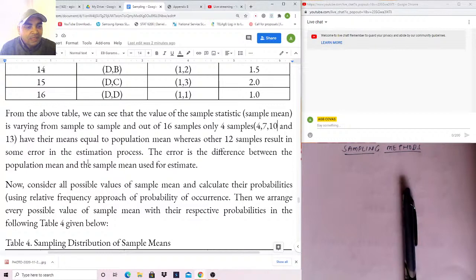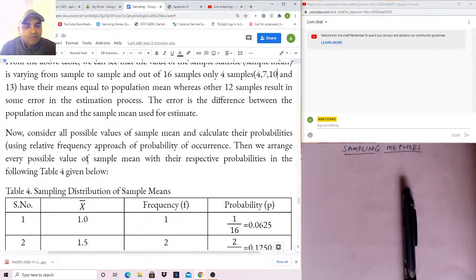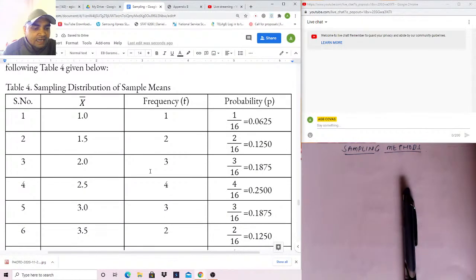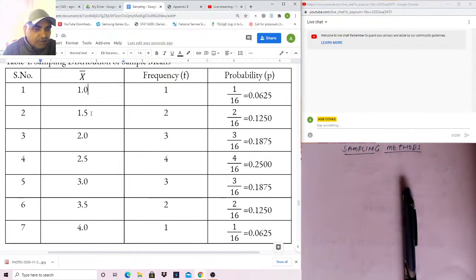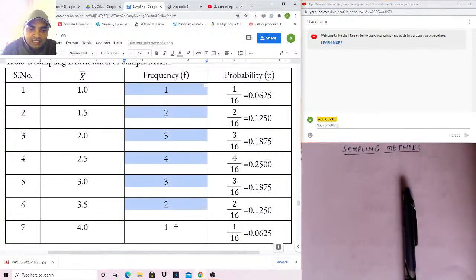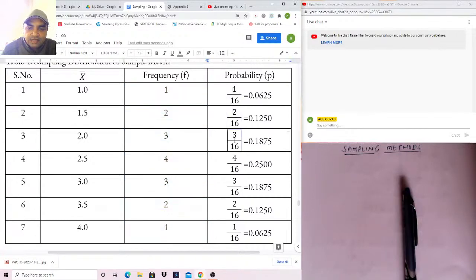The error is the difference between the population mean and the sample mean used for the estimation, right? So now consider all possible values of the sample mean and calculate their probability. Now, using the relative frequency approach, we have already studied in our probability chapter, right? So then we can arrange every possible value of sample mean with their respective probabilities. So what will be that? So there are 7 sample means, that is 1, 1.5, 2, 2.5, 3, 3.5, and 4. This has occurred only once, this 2 times, 3 times, 4 times, 3 times, 2 times, and 1 time. So the associated probability, with a total of 16, will be 1 by 16, 2 by 16, 3 by 16, 4 by 16, right?